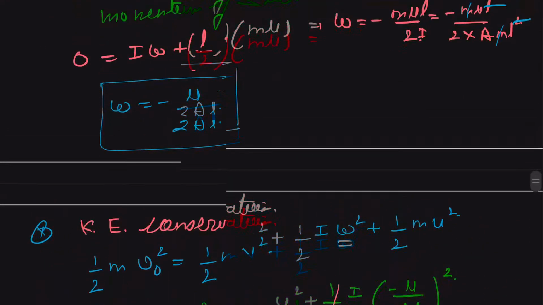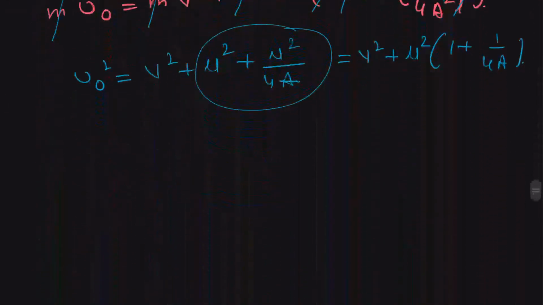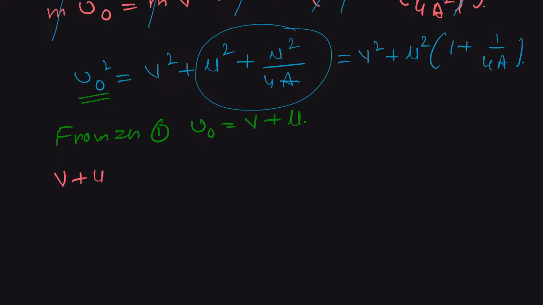And we already know our v naught, we just calculated. Let us pose this as equation number 1. So from equation 1, which is our v naught is equal to v plus u, we substitute in place of this v naught, and this gives us v plus u whole square is equal to v square plus u square times 1 plus 1 upon 4 times a.